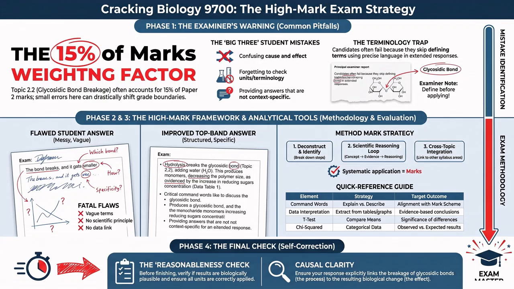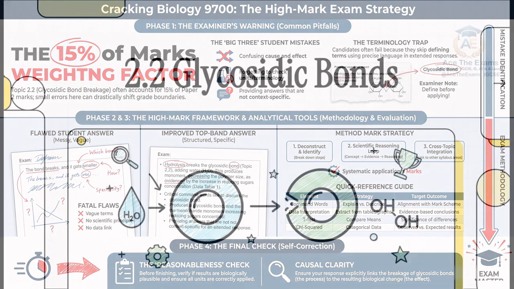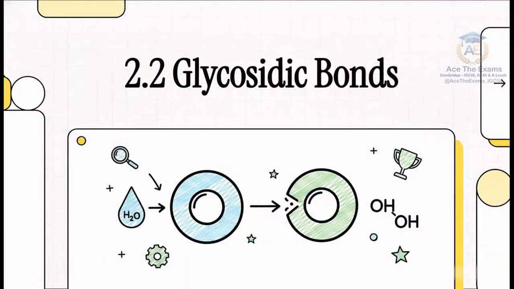So picture this. A water molecule swoops in and literally cleaves the bond between two rings. Did you know that mastering section 2.2, glycosidic bond breakage by hydrolysis, actually accounts for roughly 15% of your total marks in paper 2 of the Cambridge Biology 9700 exam? That is huge. Welcome to the Explainer.